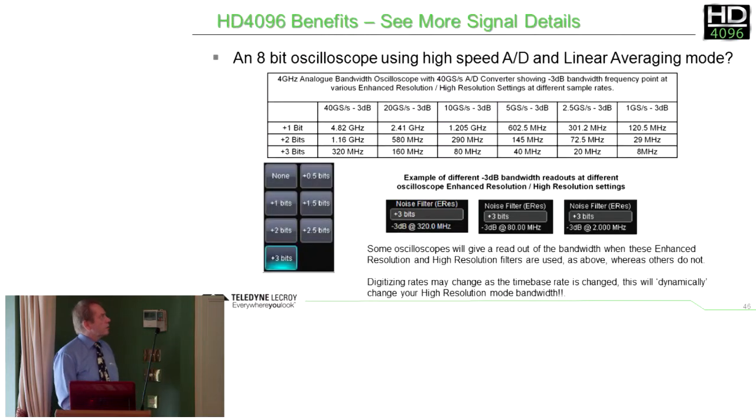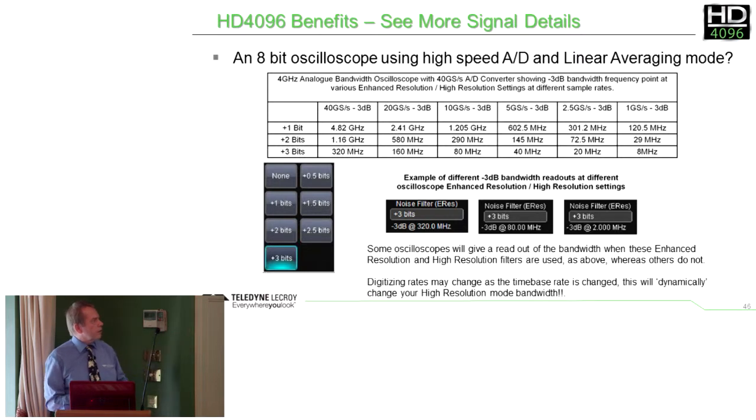Okay, here's a couple of examples. I've used a LeCroy 8-bit scope. It's running at 40 gigasamples, and I'm applying some different things so you can see what's happening here. I can apply additional bits, and these additional bits are linear averaged. You can clearly see over there that I've got my plus 3 bits, I've got minus 3 dB of 320 megahertz. So I'm having to run a very, very high A to D rate to get a relatively low bandwidth. That's taken an 8-bit up to an 11-bit.